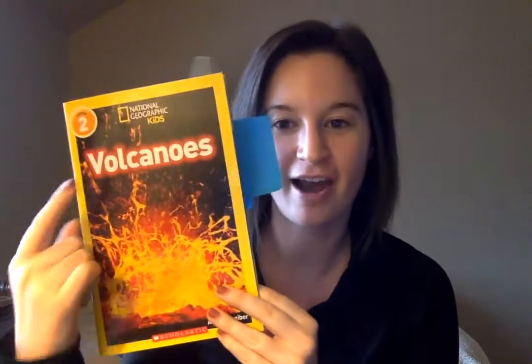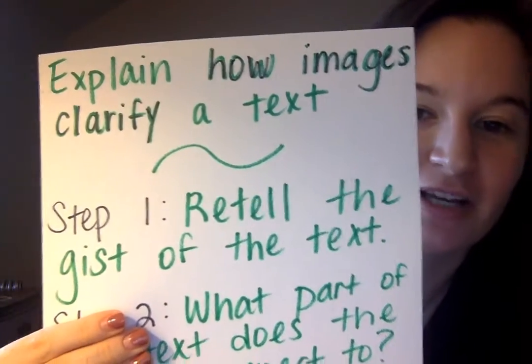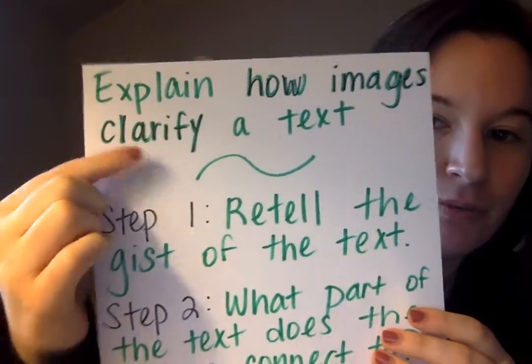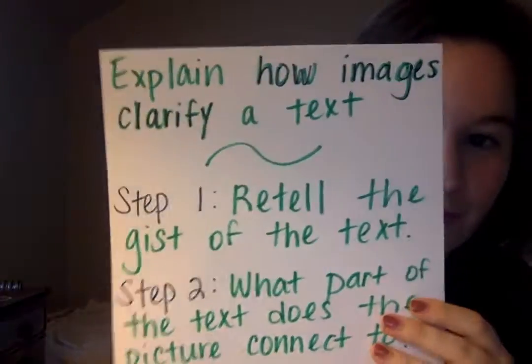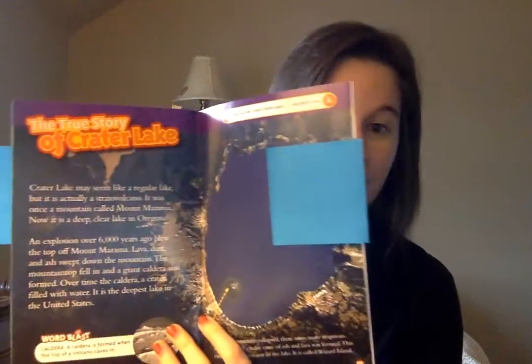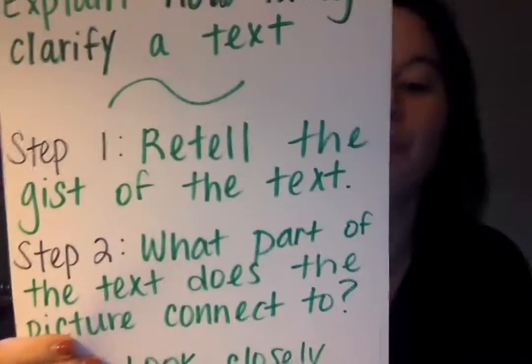So we just finished our nonfiction text, volcanoes, and the skill we'll be practicing today is explaining how images clarify text. So remember, the word clarify means more clear, and we also know that in a text we don't just pay close attention to the words, but we also look closely at the pictures. The pictures tell us so much information about the text. So today we'll be looking closely at the pictures and finding details that help us learn more about the topic. So let's go ahead and look at our steps.